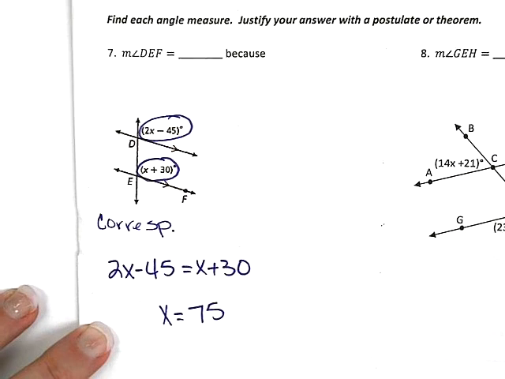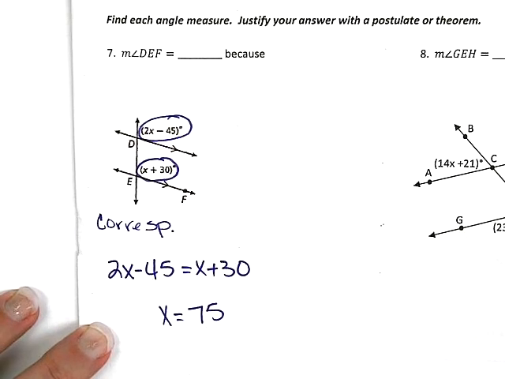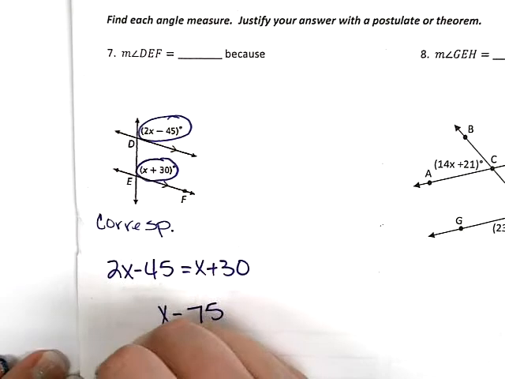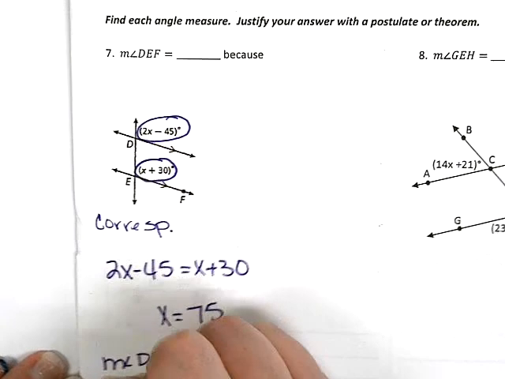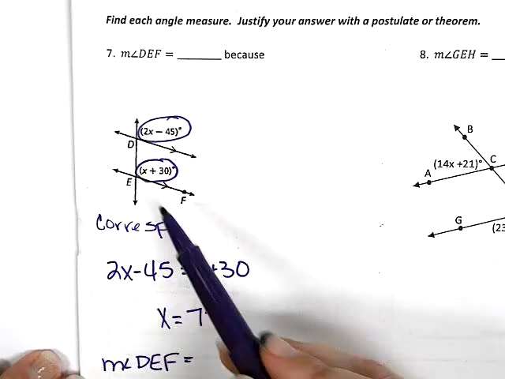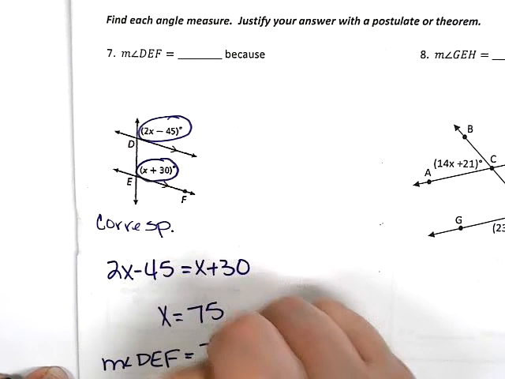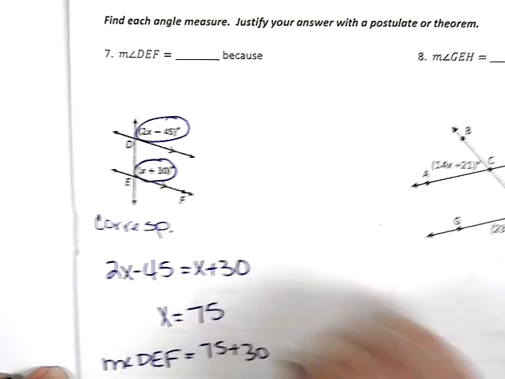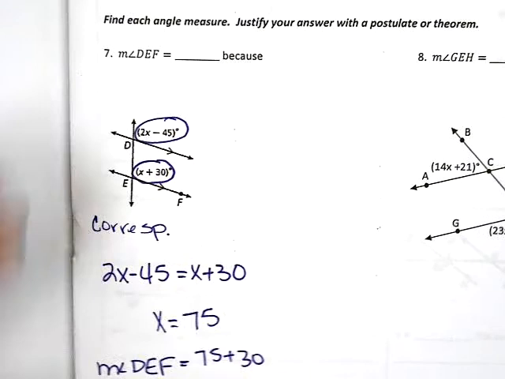But it doesn't ask for how much x is. It asks for the measure of angle DEF. DEF is this x plus 30, so it's 75 plus 30. So it's 105 degrees.